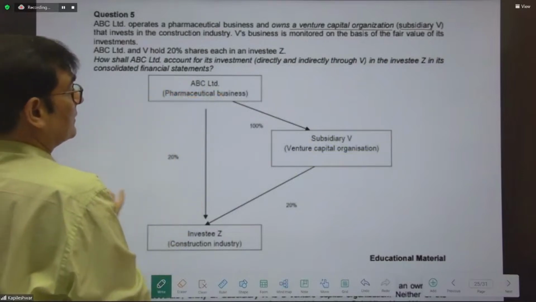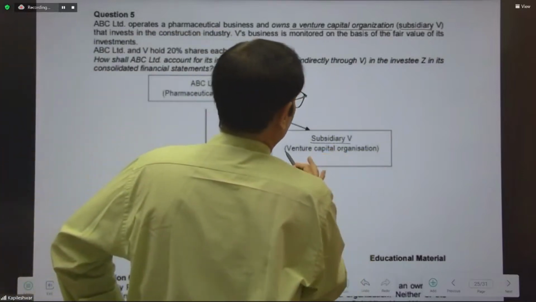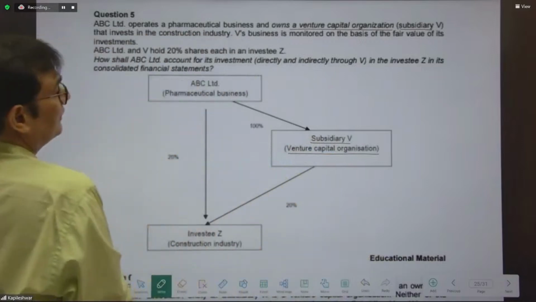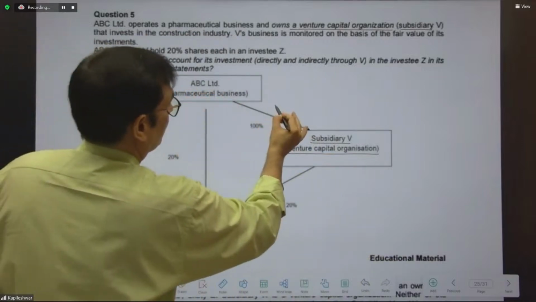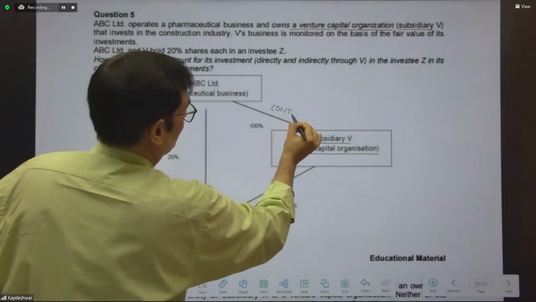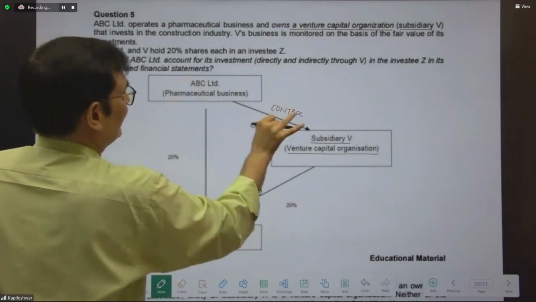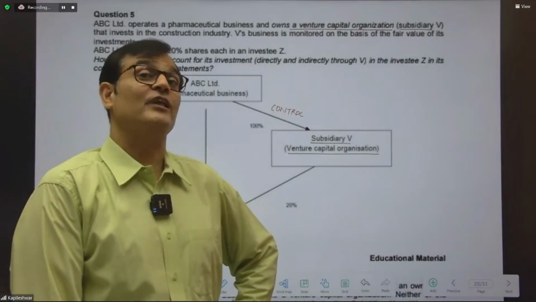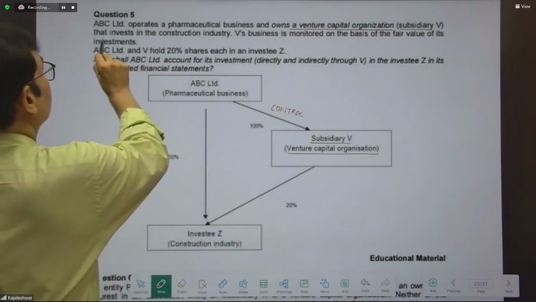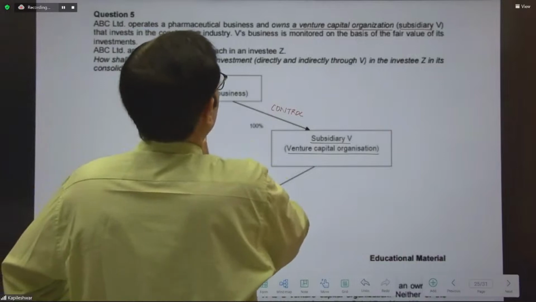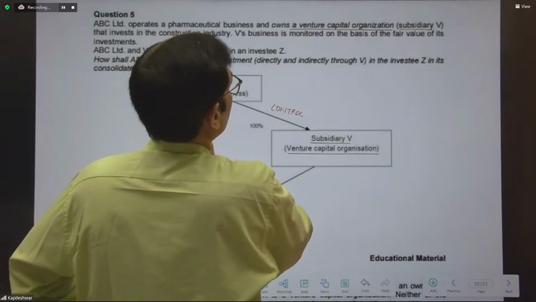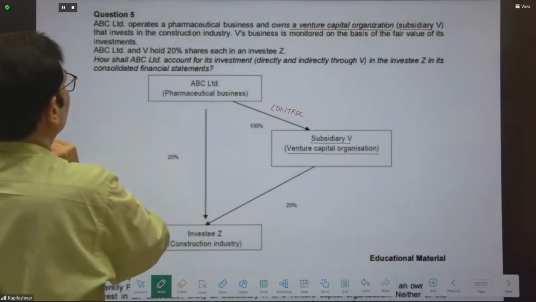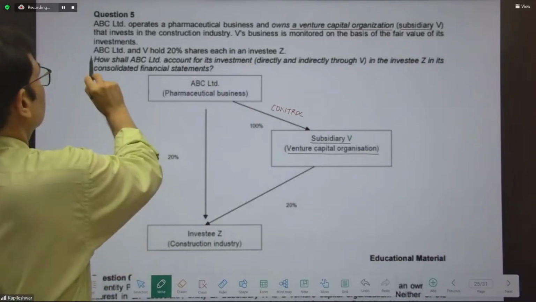ABC has got a subsidiary V, which is a VCO. Okay, so there is a control. Let me put it out here. There is a control. So ABC has got a control over a company, VCO, that invests in the construction industry.